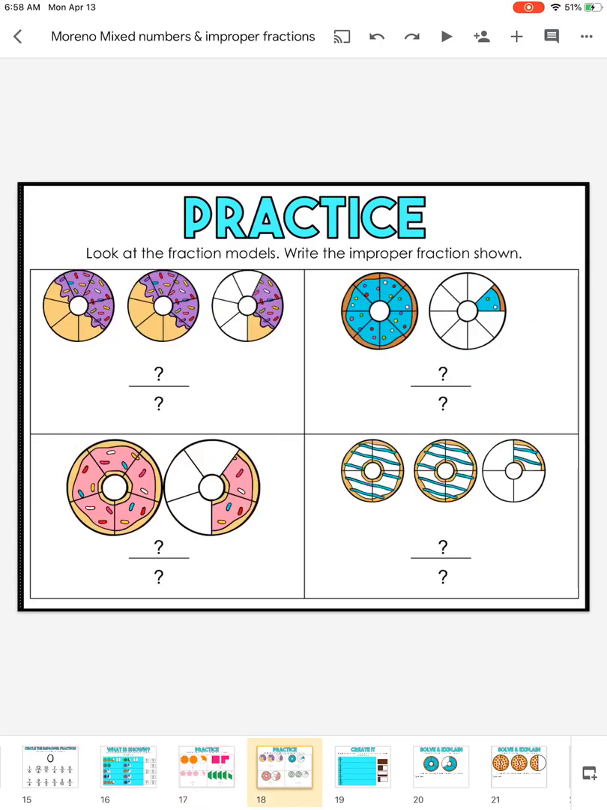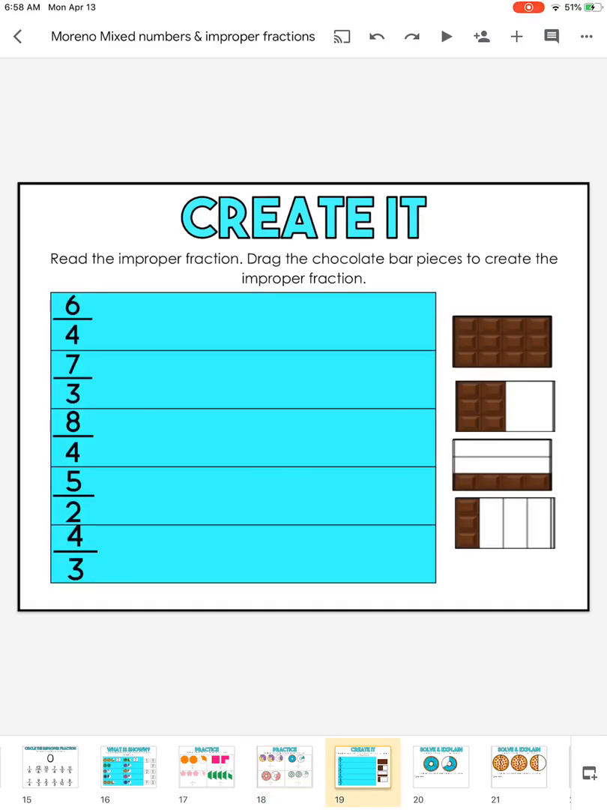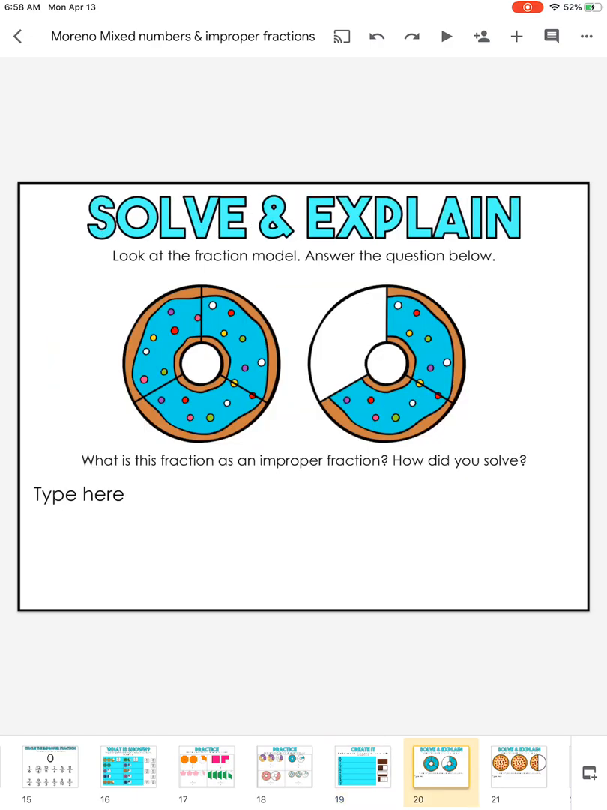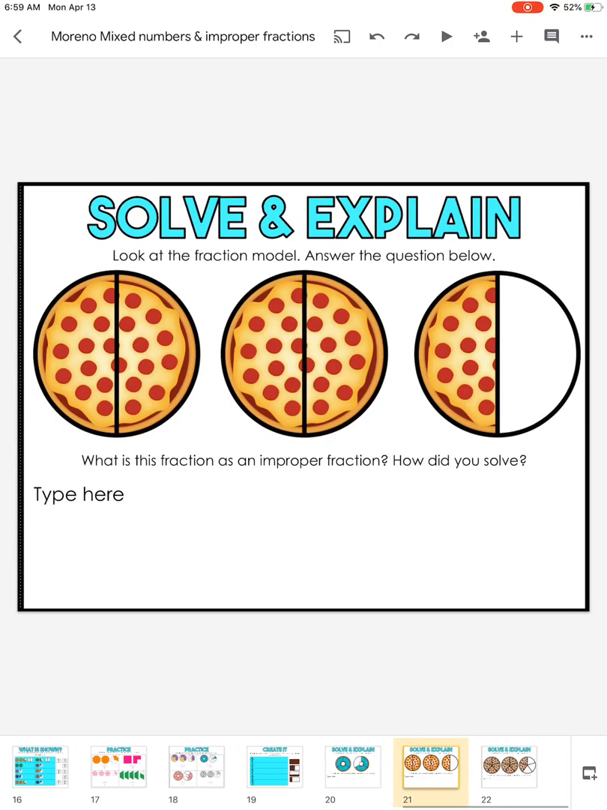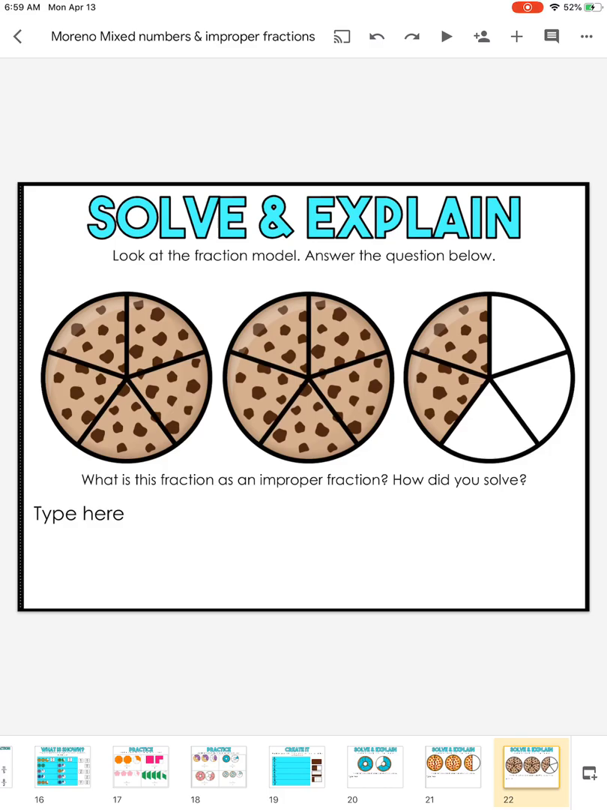And you'll continue to do the same thing here for this slide. Write the improper fraction. Drag the chocolate bar pieces to create the improper fraction. Solve and explain here. And then that'll be it.